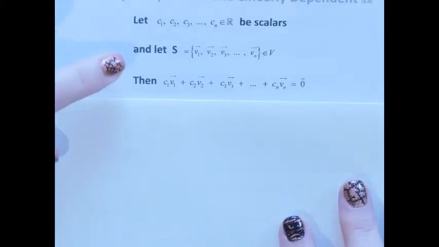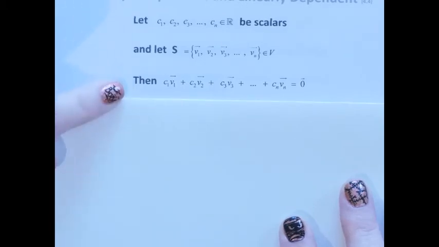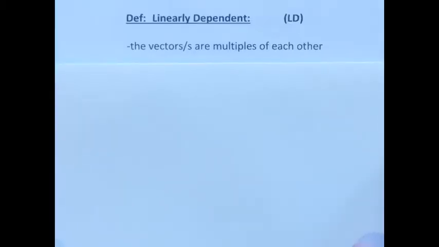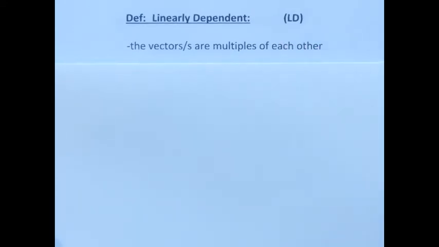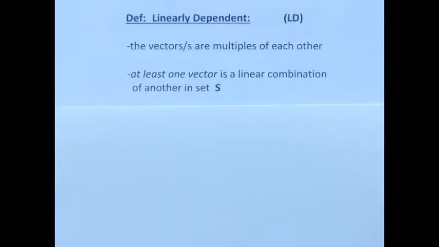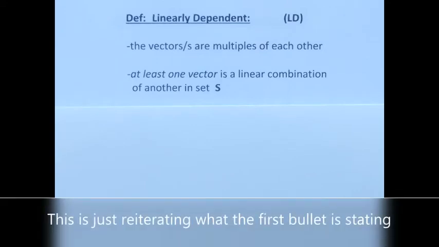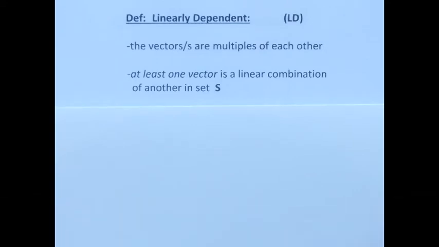All right, once again, I want to bring up this starting of the definition for linearly. In this case, we're going to do linearly dependent. So this applies to linearly independent, and this applies to linearly dependent. It's all dependent upon the C's. So let's talk about linearly dependent. I'm just going to start writing it LD. It's just a lot faster that way, and I'm too lazy to write linearly dependent. You have a linearly dependent system when the vectors are multiples of each other. At least one vector is a linear combination of another in set S, and set S contains all the vectors.